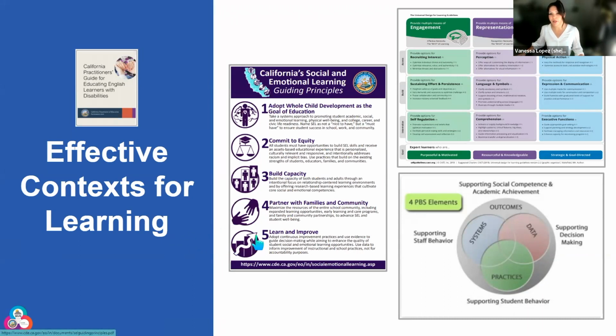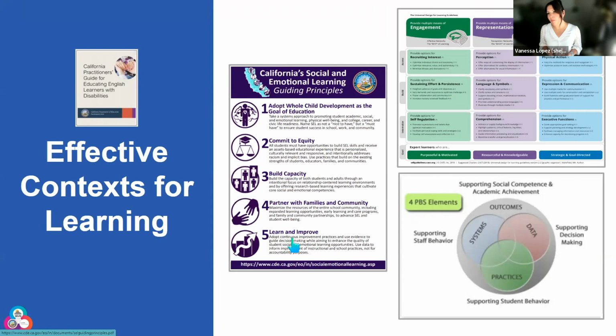And there are many supports to be able to do so. We have California Social and Emotional Learning Guiding Principles that are listed here, again, included in the resources that will allow you to look a little bit deeper into how we adopt whole child development as the goal of education, commit to equity, which is a statewide practice that we all are engaging in, building capacity and maximizing our partnerships with families in the community, as well as learning and improving, that continuous improvement process that is inclusive of practices that take into account all of these steps previously mentioned.